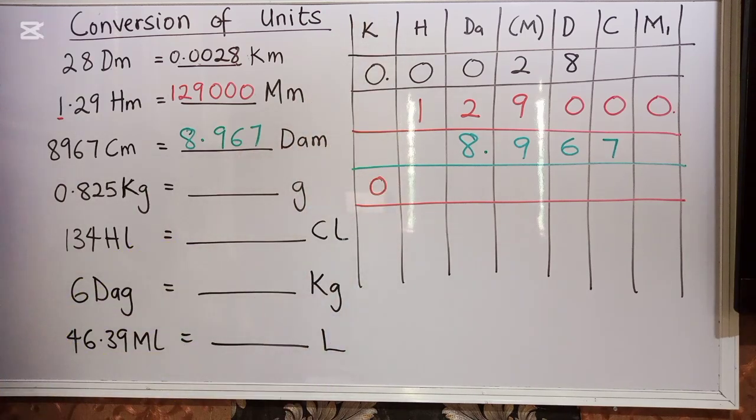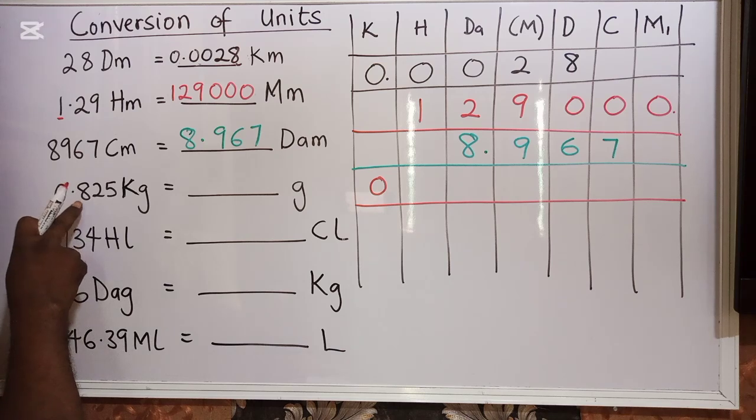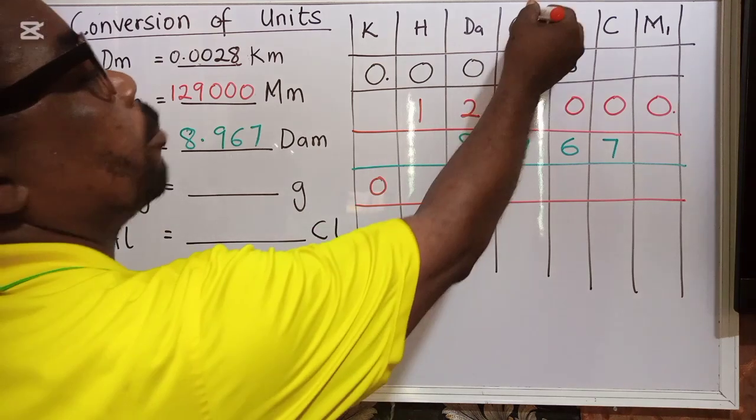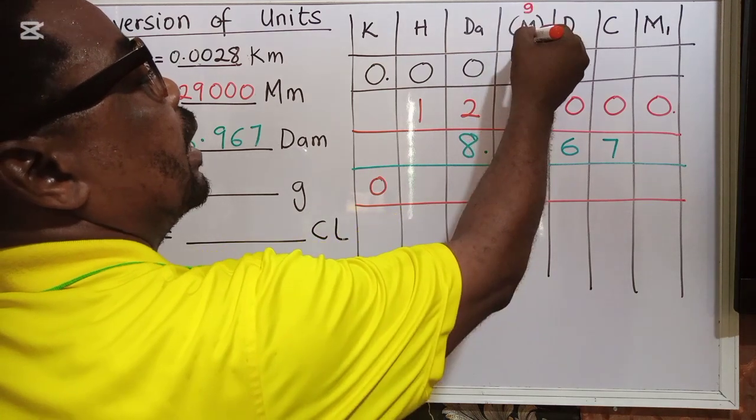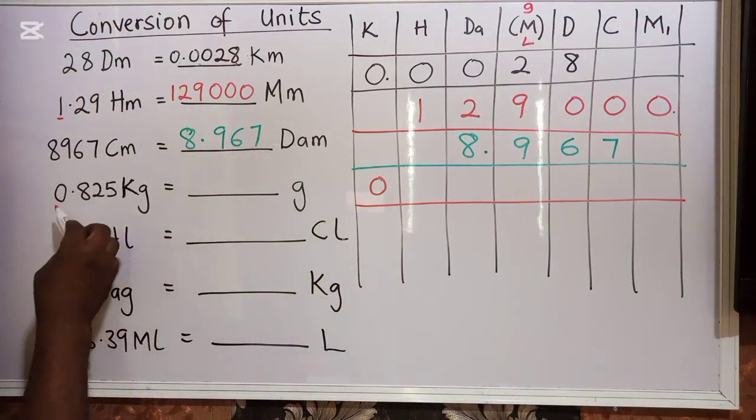We put the 0 there. 0. Now, the next thing we have is 8. We are moving to gram. Where is the gram? Okay, gram should be here. If you want to go to gram, gram should be here. Liter should be here. So we are going to gram now.